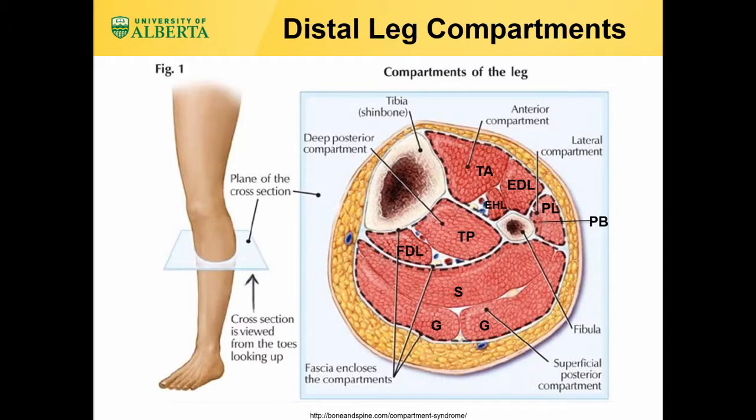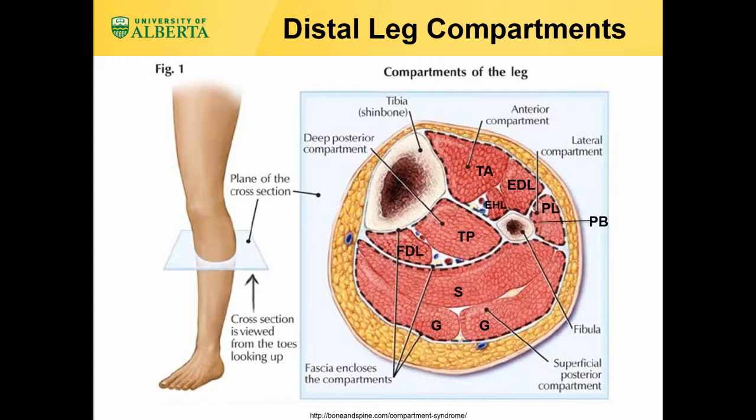The distal leg is composed of the anterior, lateral, and posterior compartments. The posterior compartment is then separated into a superficial and a deep compartment. The anterior compartment is the most common site of compartment syndrome in the leg. It is made from the borders of the tibia, the fibula, the interosseous membrane, and the anterior intermuscular septum.